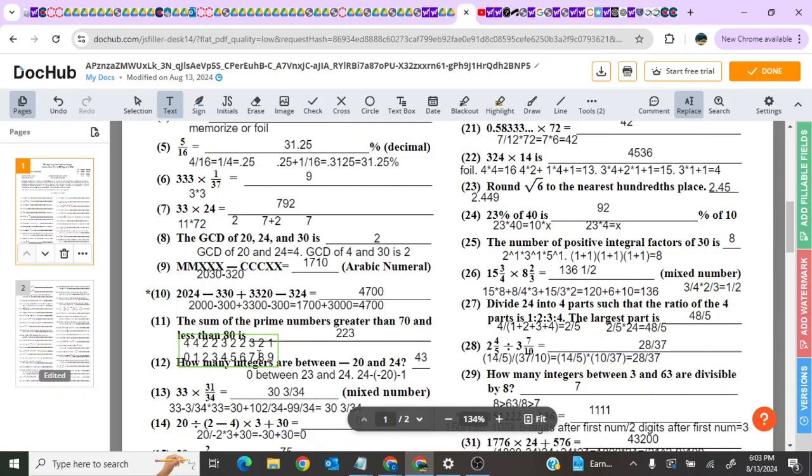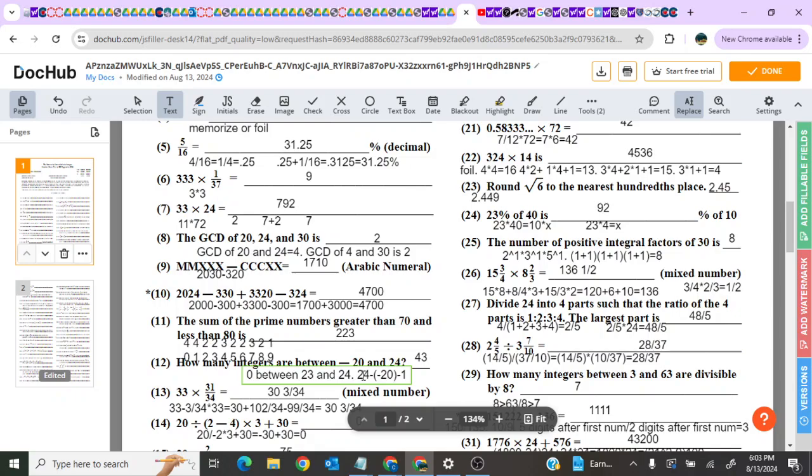How many integers are between negative 20 and 24? Well, there are 0 integers between 23 and 24. So if you're expanding that out a bit, you're subtracting the two numbers and subtracting 1 off of that to figure out how many numbers are between. So 24 minus negative 20 is 44, minus 1 is 43.